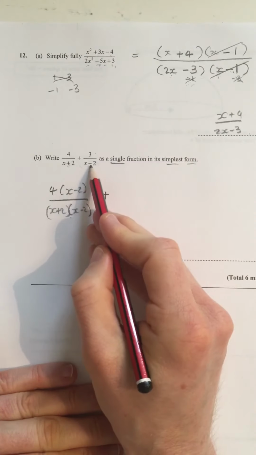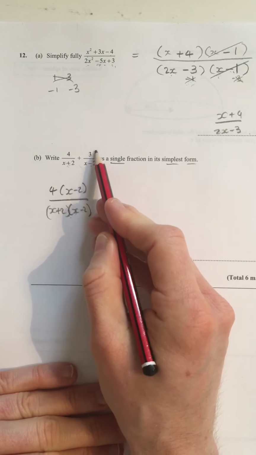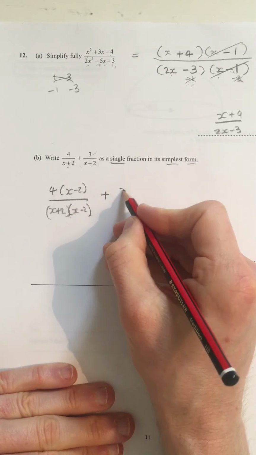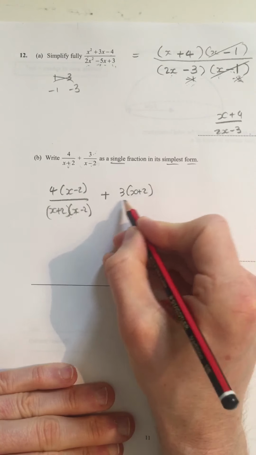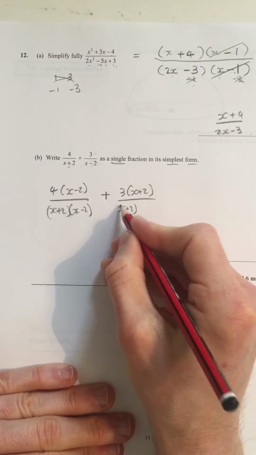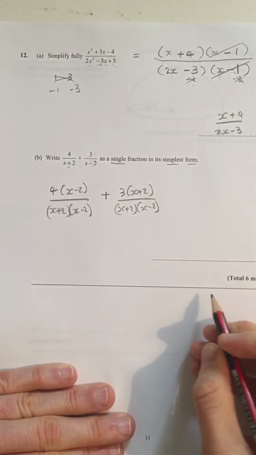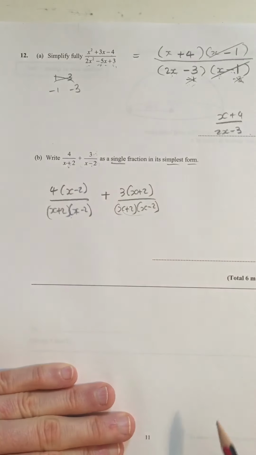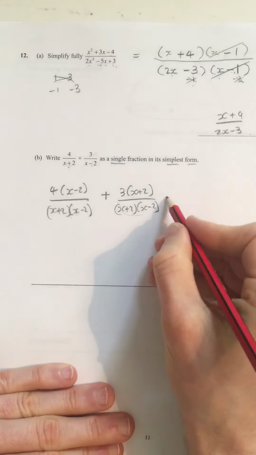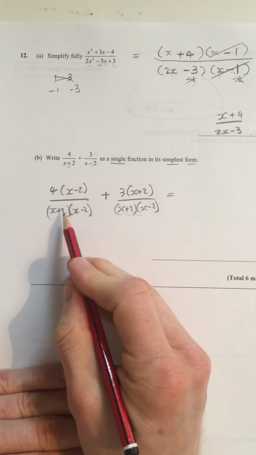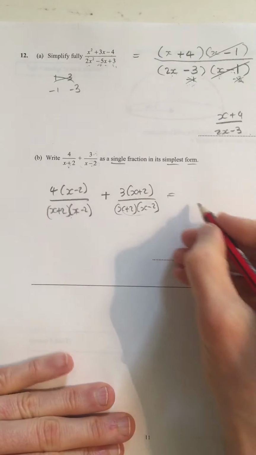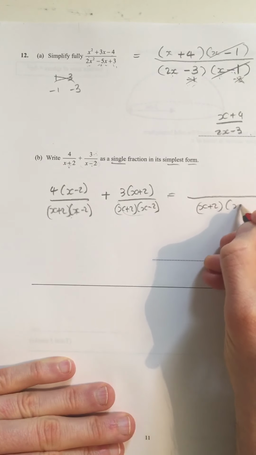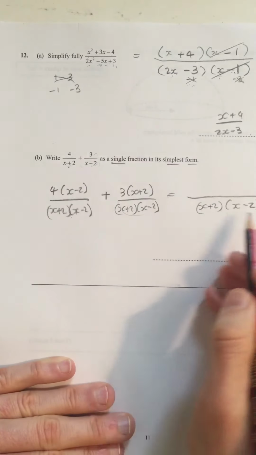We'll now do the similar thing with the 3 over x minus 2. So I'm going to times top and bottom here by the x plus 2. So I'll get 3 lots of x plus 2 over x plus 2 times x minus 2. So again, this is my equivalent fraction to the 3 over x minus 2. And the point is, we've now got a common denominator. So I can now combine these 2 fractions to be a single fraction with x plus 2 times x minus 2 as the denominator.